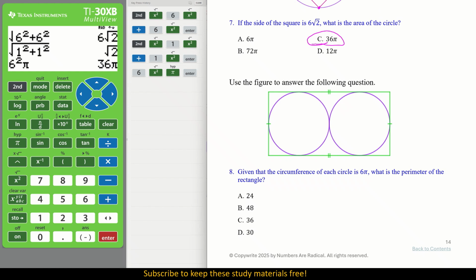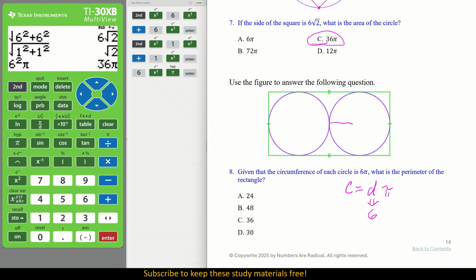Use this figure to answer the following question. Okay, ooh, what do we have here? No numbers at all. We have two circles inside of a rectangle. And it says, given that the circumference of each circle is 6 pi, what is the perimeter of the rectangle? Okay, well, they pretty much just gave us the answer. We know that circumference equals pi times the diameter, and that is going to equal 6 pi. So we know the diameter equals 6.